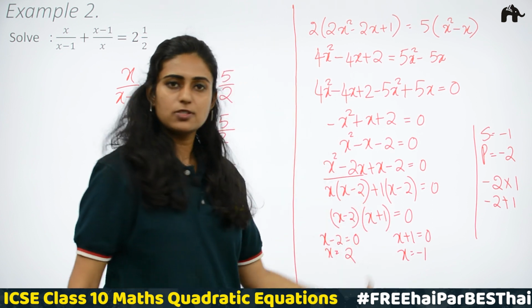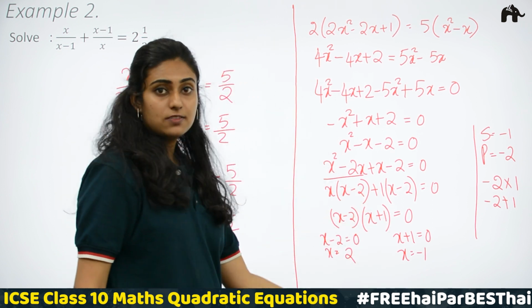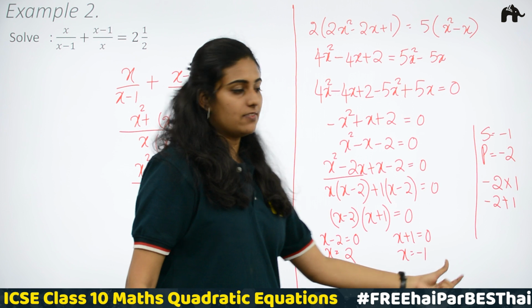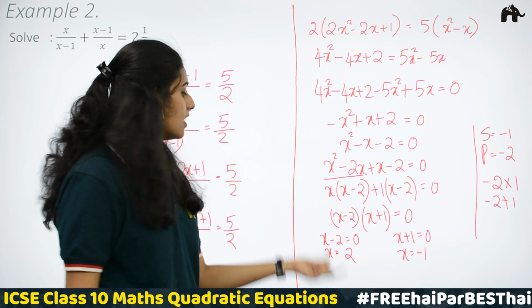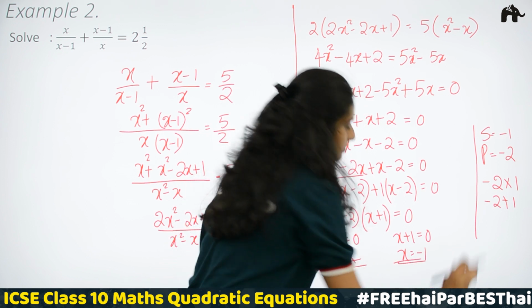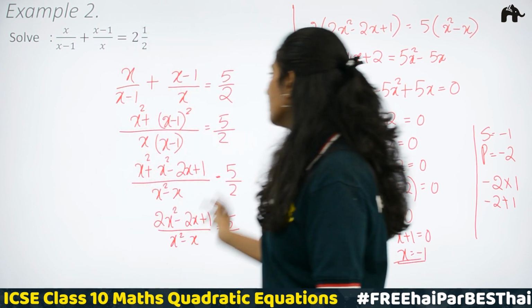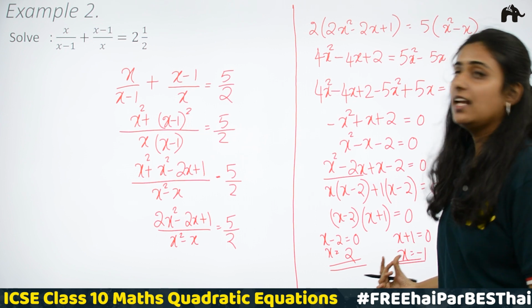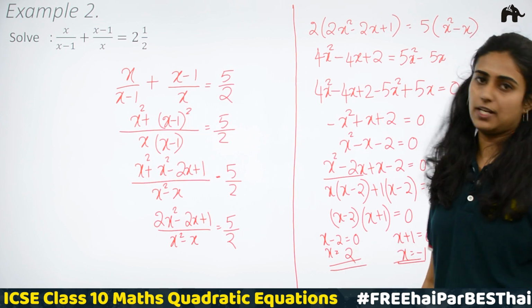Taking the term to the opposite side, negative 2 becomes positive 2, positive 1 becomes negative 1. The possible values of x are x is equal to 2 and x is equal to minus 1. Got it? We got x is equal to 2 and x is equal to minus 1.